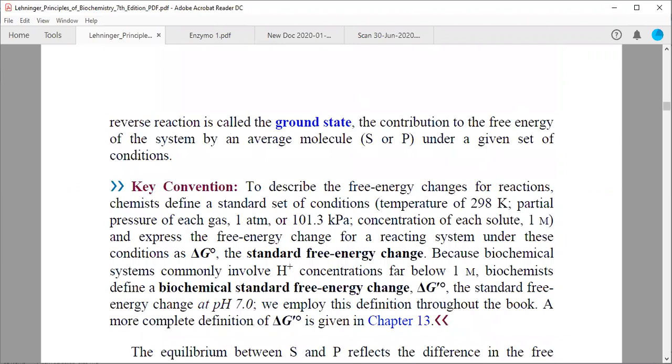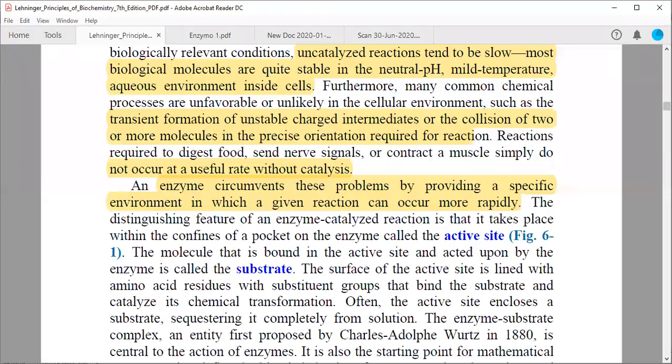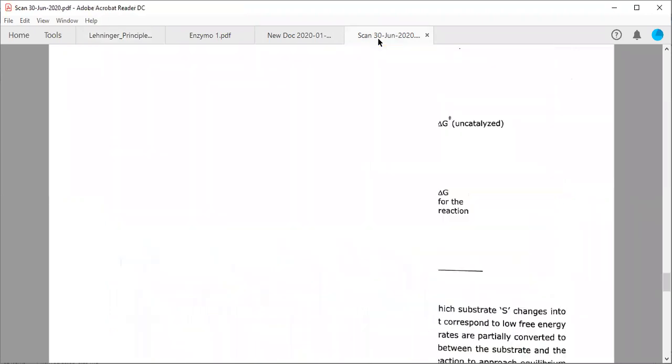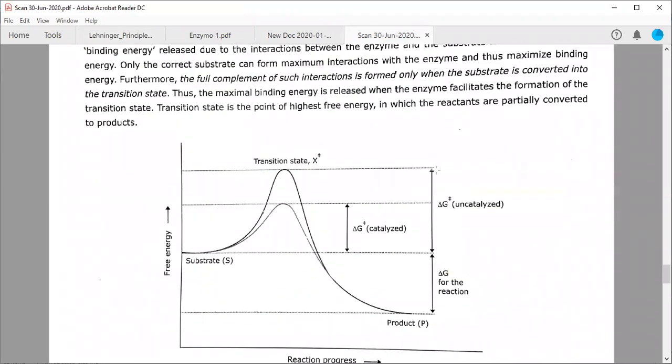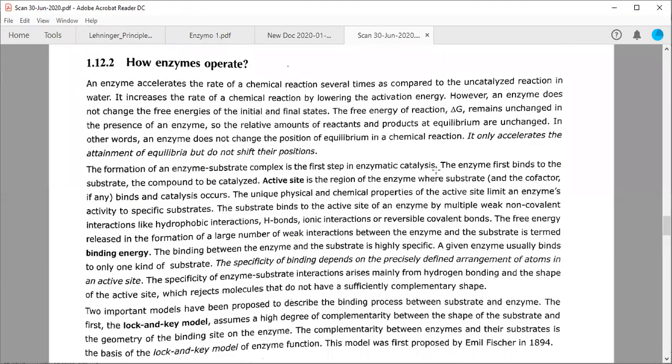Now we will discuss everything given in your Pathfinder also. So the enzymes circumvent these problems by providing a specific environment in which the given reaction can occur more rapidly. It will bind the substrate at the active site, and this will create an environment where the substrate is free from all the influences of the cell cytosol. So two models have been proposed for this catalysis to happen.